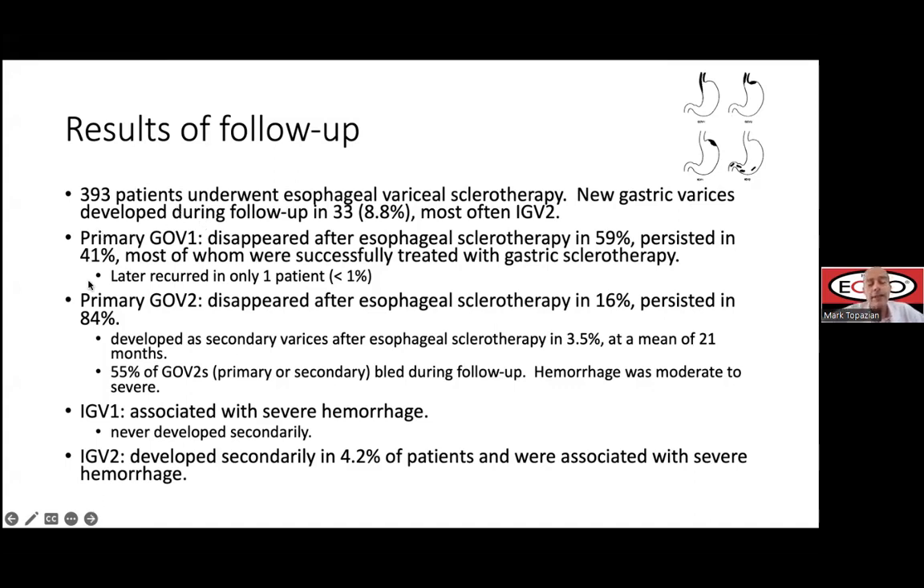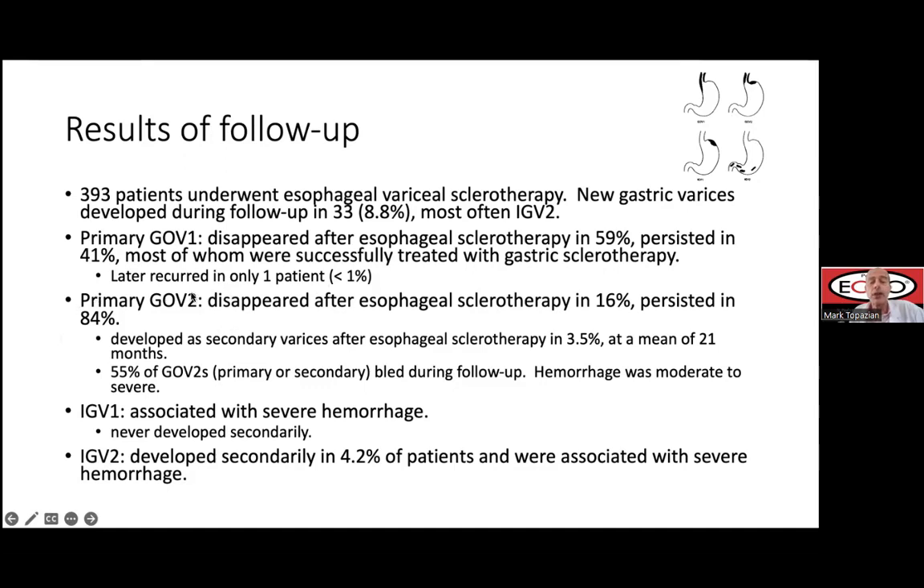What happened to the various types that were primary? Primary GOV1, that's the varices coming onto the lesser curve, tended to disappear after esophageal sclerotherapy in the majority, in almost 60%, without any specific treatment. They persisted in about 40%, and most of these they treated with gastric sclerotherapy, and most of those treatments were successful. And there was a later recurrence of GOV1 in only one patient. So most often, these varices disappeared without treatment after treating the esophageal varices.